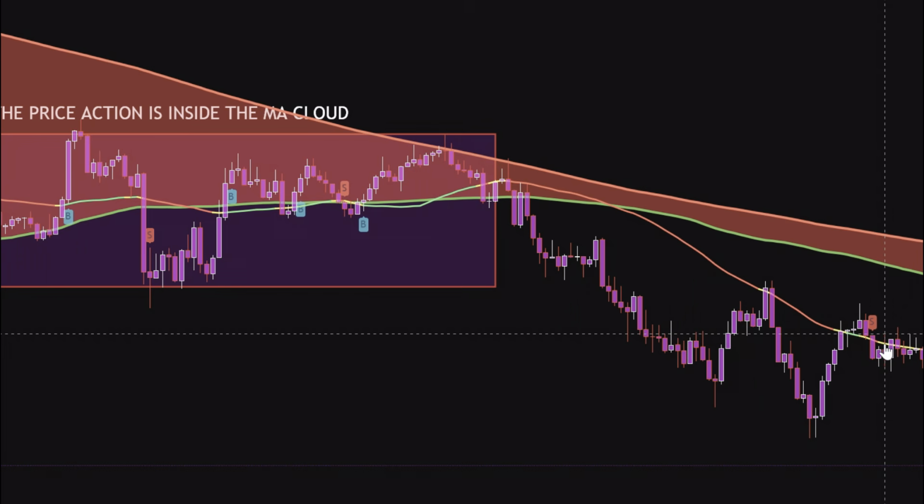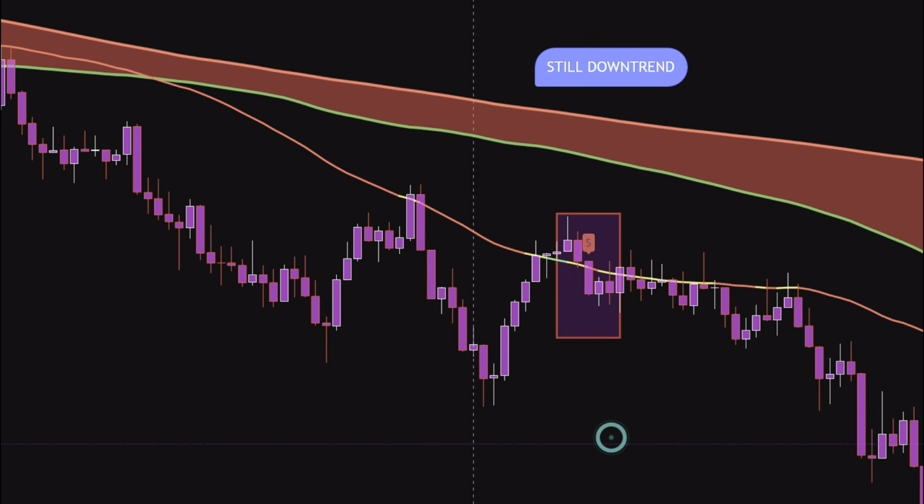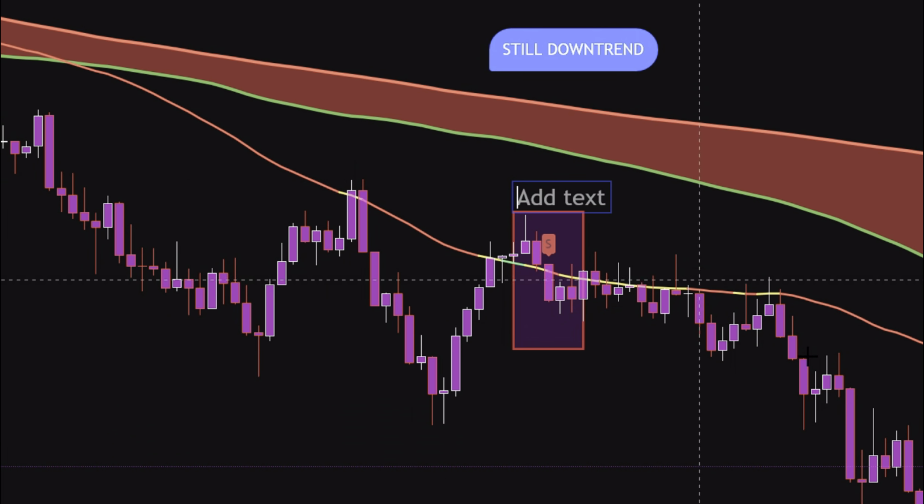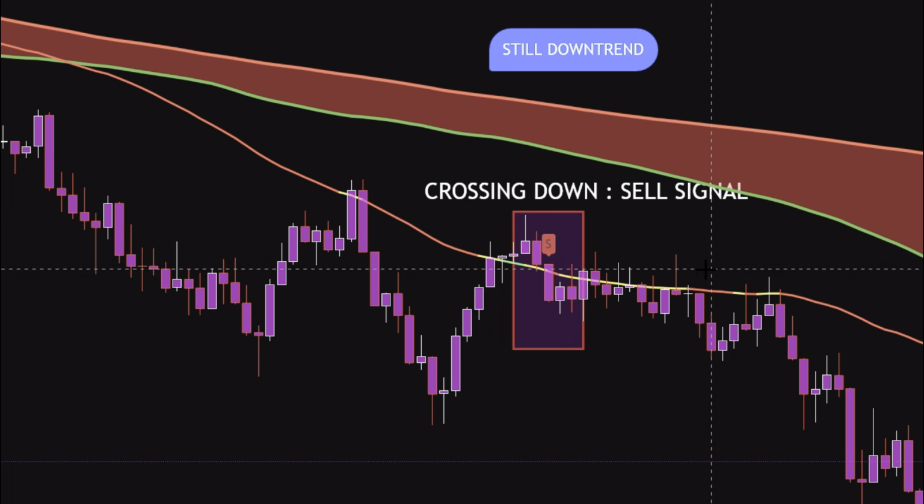Alright, we're still in a downtrend, price is below the cloud. But how do we trade this? We wait for price to cross down through the Intraday Buy Sell line. That's the sell trigger. The crossover in a downtrend confirms bearish momentum. That's a high-probability entry point. But here's where most people fail. They enter the trade and they don't manage risk. They don't set a stop loss. They don't calculate position size. They just hope. Hope is not a strategy.